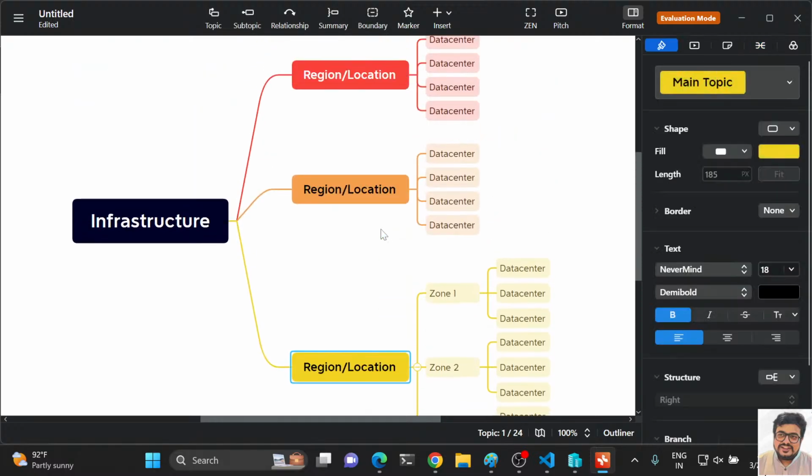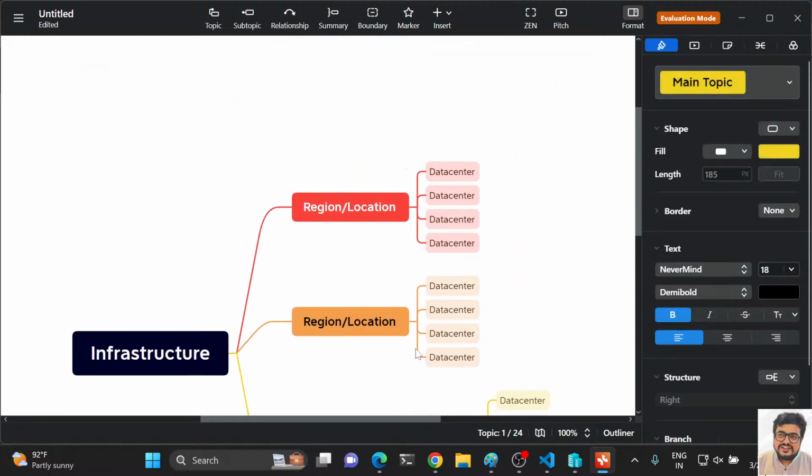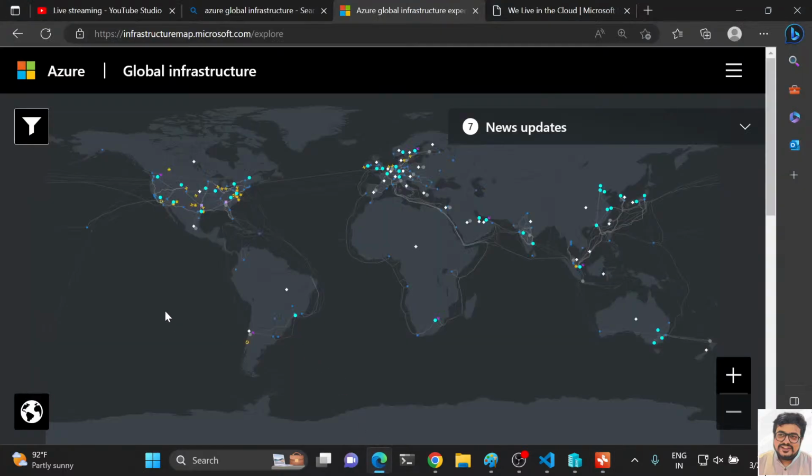Yeah. So these are regions. Now let us go back to this map. Are you seeing this cable? Okay. So it looks like internet, right? Yeah. But actually it is not internet.